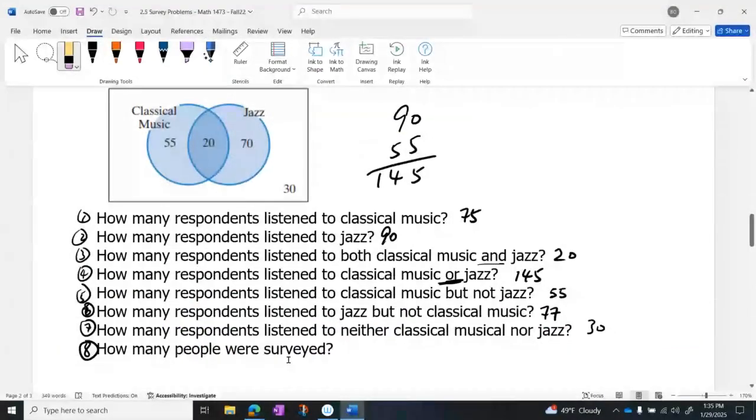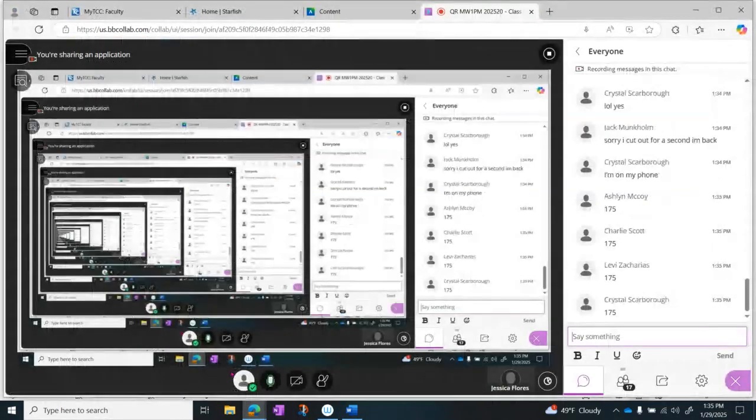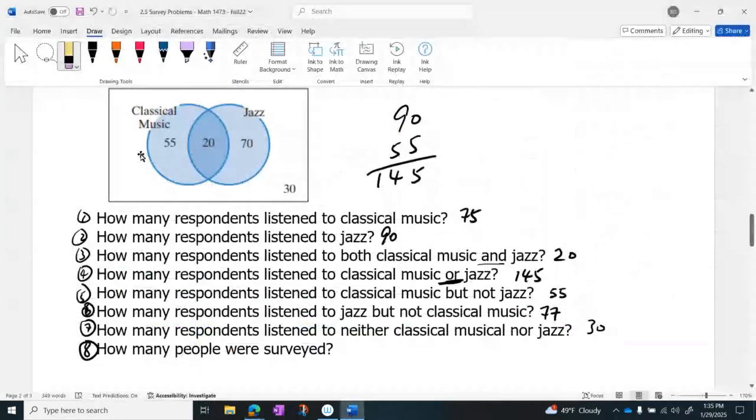Last one. How many people were surveyed? That would be the cardinal number of the whole universal set, right? How did you get that number? 175. Perfect. Just add all the numbers together. In this region, 55, this region, 20, this region, 70, outside the two circles, 30. If we add them all together, that gives us the total number of respondents in the survey, the total number of elements in the universal set.